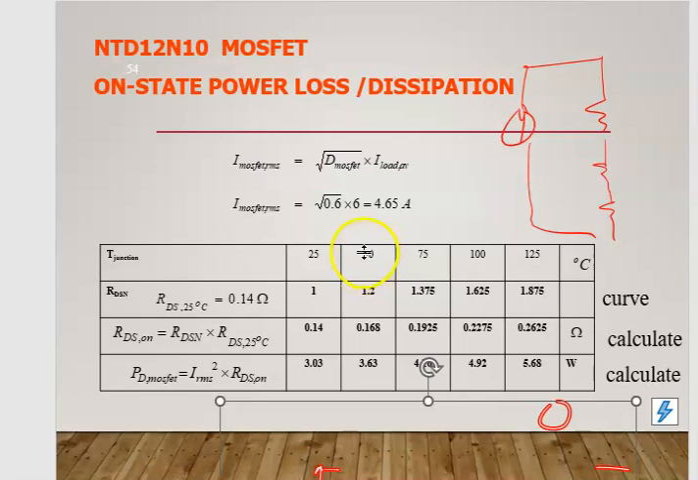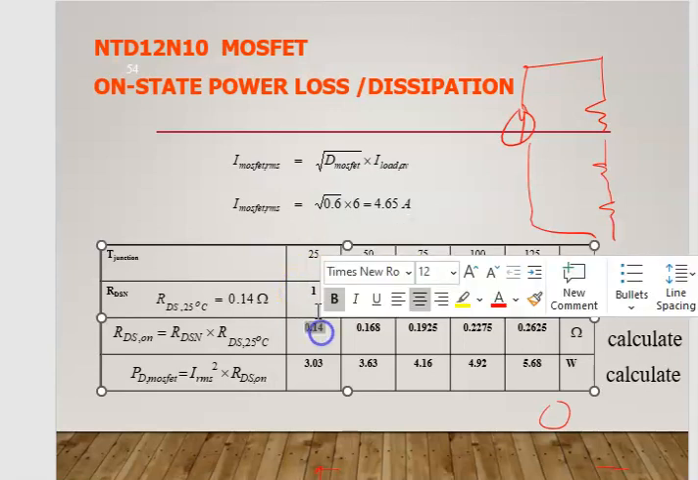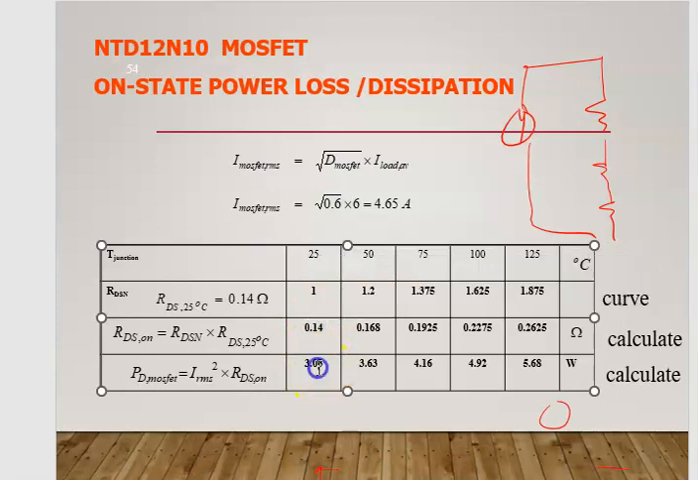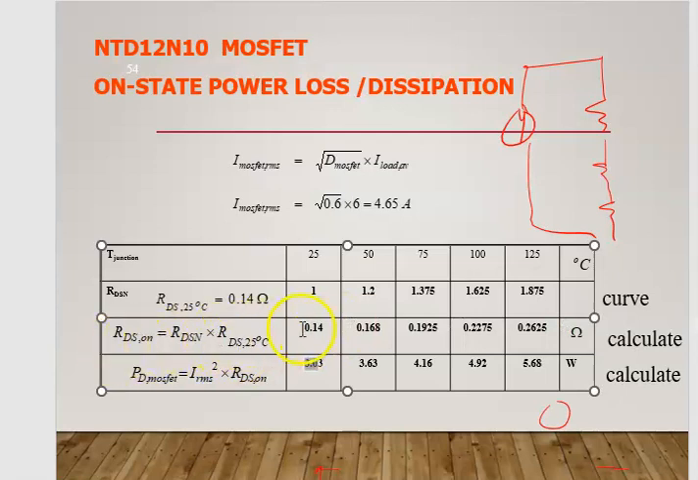If you operate, or we maintain, your junction temperature at different values such as 50, 75, 100, 125, this is your multiplication factor, and you have to multiply by this value. That means at 25 degrees C, the initial value times 1, you get this as your RDS on for the MOSFET. And PD MOSFET means your current here squared, multiplied by RDS on, you get this value. So this is how you get your RDS on value.